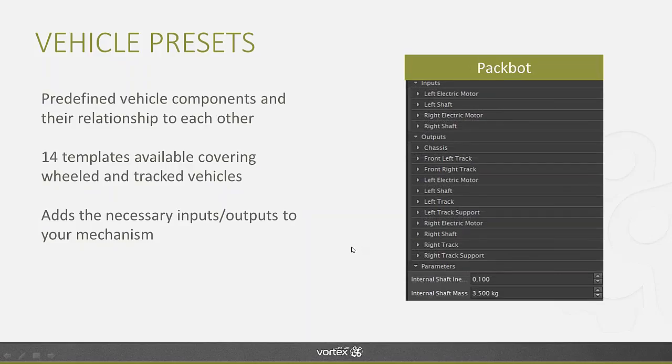But if you were to use the PackBot preset, and a PackBot is a small electric explosive ordnance disposal robot, then you're going to have very different inputs and outputs. You can see that there is a much smaller list of inputs that are mostly focused on the electric motors that are governing the left and right side of the tracks. You also have different outputs. In this case, you have tracks instead of wheels. So presets are a way to quickly build that list of inputs, outputs, and parameters based on existing designs that include all the necessary components.